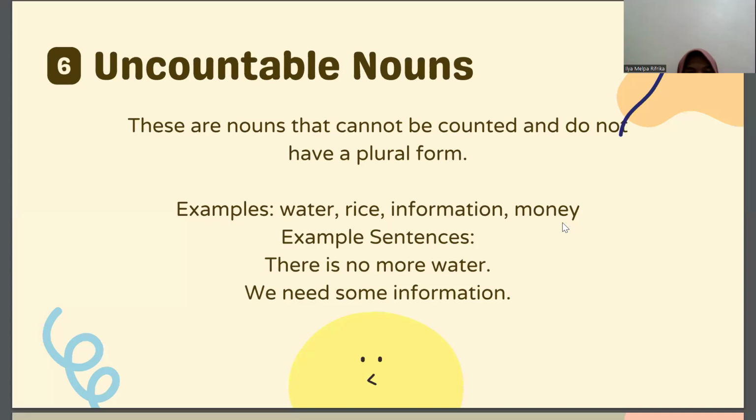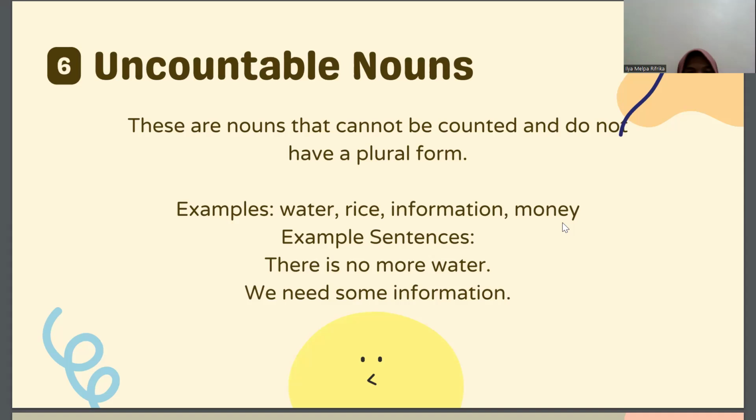The next type of noun is uncountable nouns. These are nouns that cannot be counted and do not have a plural form. For example, water, rice, information, money, etc. For the example sentences, there is no more water. And the uncountable noun here is water.